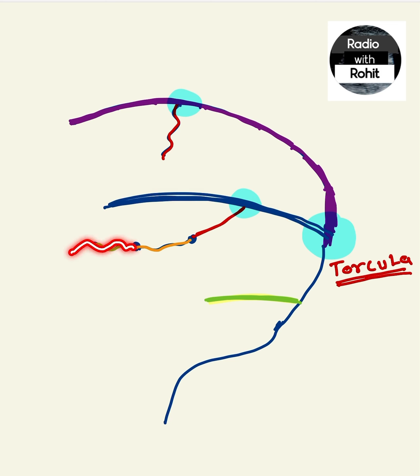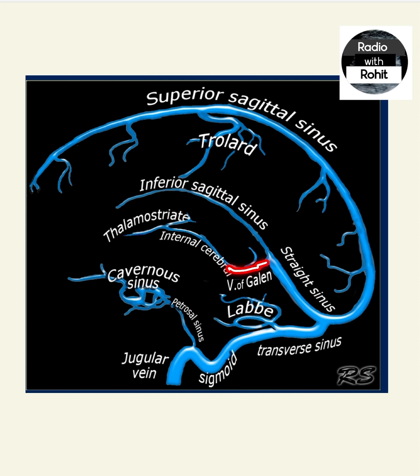Here we can see that this is our superior sagittal sinus. One superficial vein, termed the vein of Trolard, is opening in the superior sagittal sinus. This is our inferior sagittal sinus. The thalamostriate vein drains into the internal cerebral vein, which drains into the vein of Galen, and this inferior sagittal sinus and vein of Galen form the straight sinus. This point is our torcula, and after this point we term it the transverse sinus, and after this the sigmoid sinus. This cavernous sinus is draining into the sigmoid sinus with the help of the petrosal sinus.